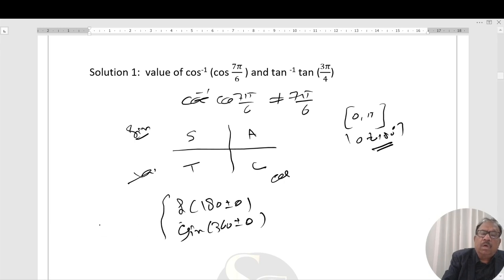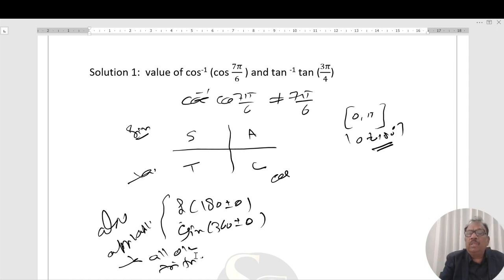These are also applicable for all other trigonometric functions. In this case, the trigonometric function does not change. Does not change means sine will remain sine, cos will remain cos, tan will remain tan.